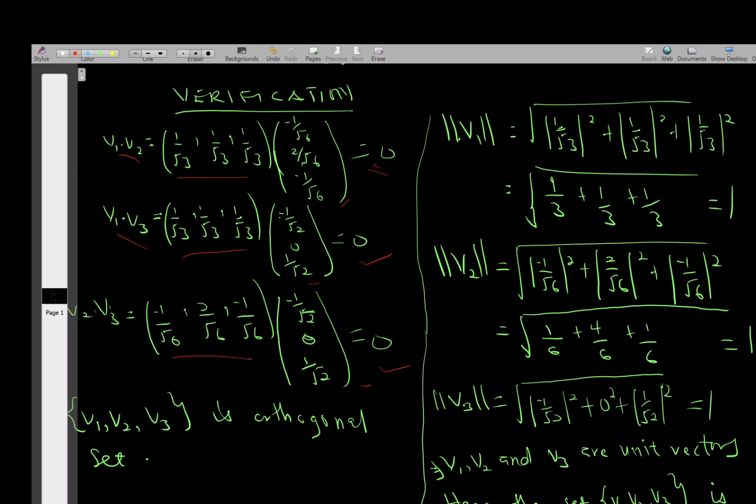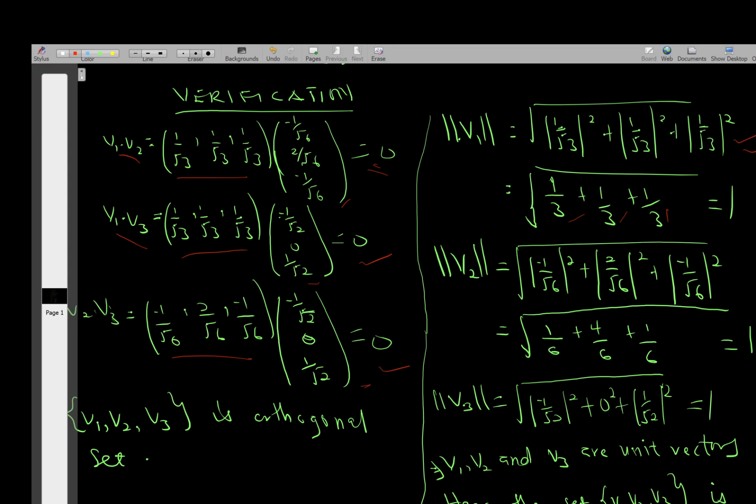Now let's verify if they are unit vectors. Let's consider v1. The norm of v1 is given by the square root of the absolute of 1 over root 3 squared plus the absolute of 1 over root 3 squared plus the absolute of 1 over root 3 squared. And 1 over root 3 squared is 1 over 3, so 1 over 3 plus 1 over 3 plus 1 over 3. When you add these three fractions, you get 3 over 3, which is the same as 1. And the square root of 1 is 1. Therefore, v1 is a unit vector.